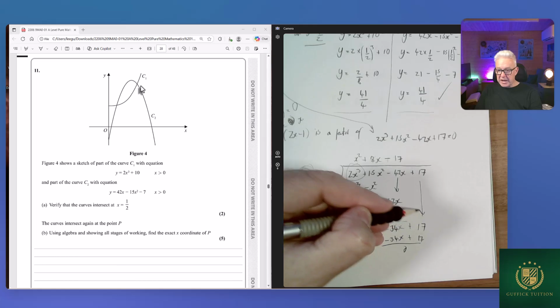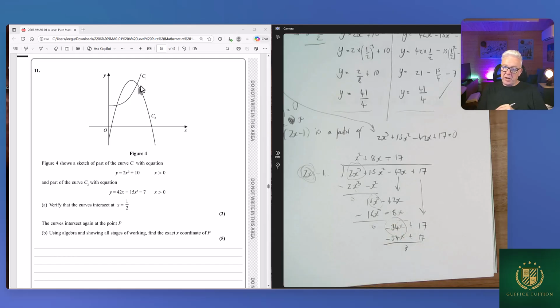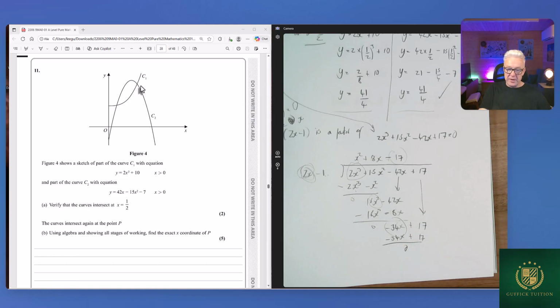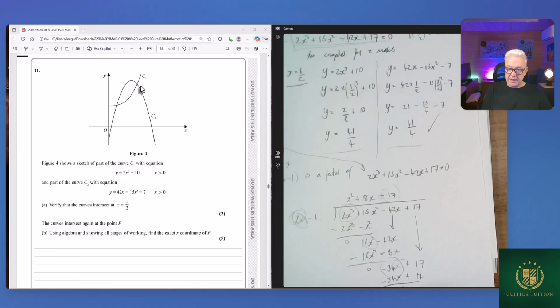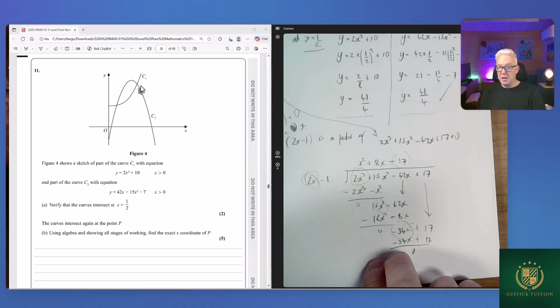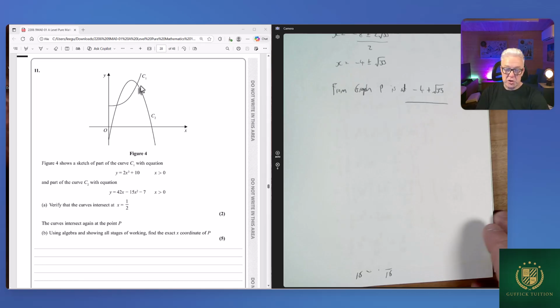Drop down the 17 and repeat the process one last time. I now look at my 2x and say, what do I need to do to change it into minus 34x? The answer is times by minus 17. So I do that and write it down underneath, then take those away from each other and there's no remainder. So that's good. What that means is that when we divide the polynomial by 2x minus 1, we get this quadratic. So now we need to solve this quadratic equation.